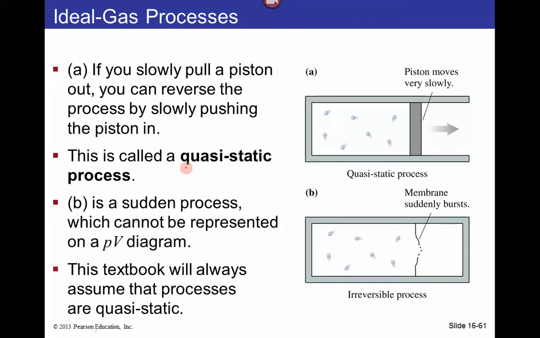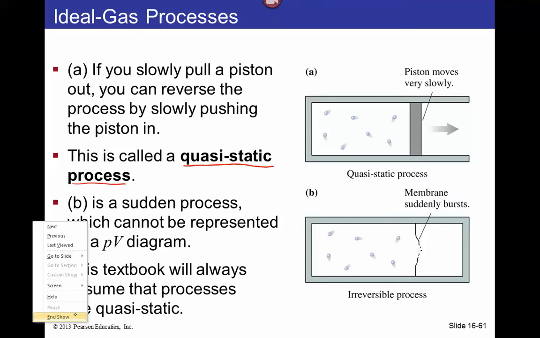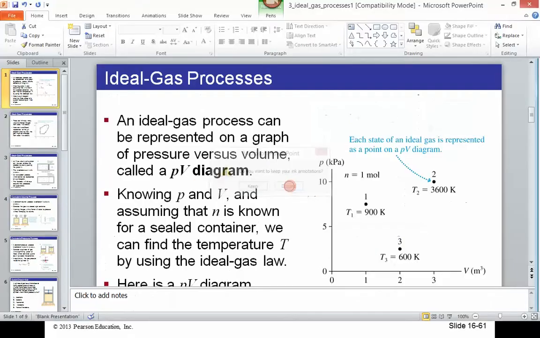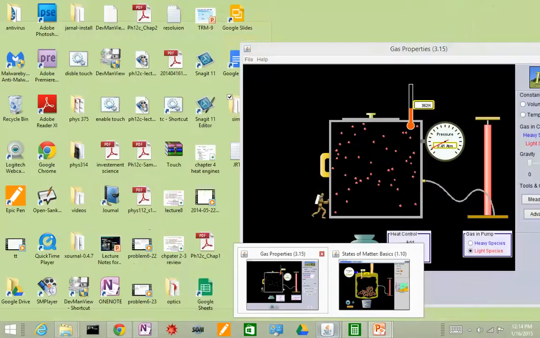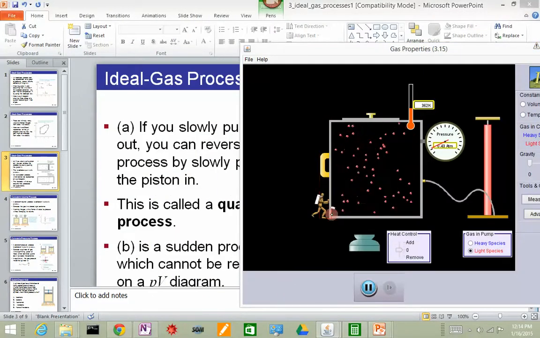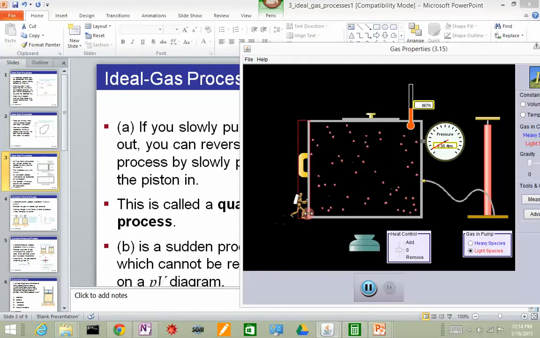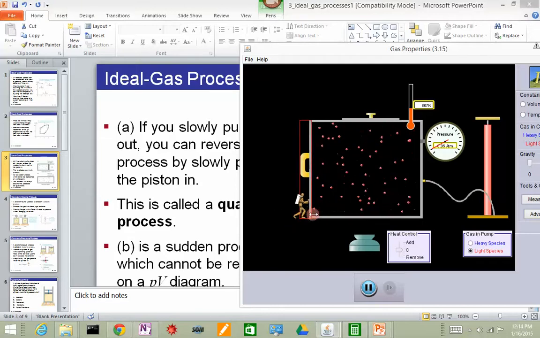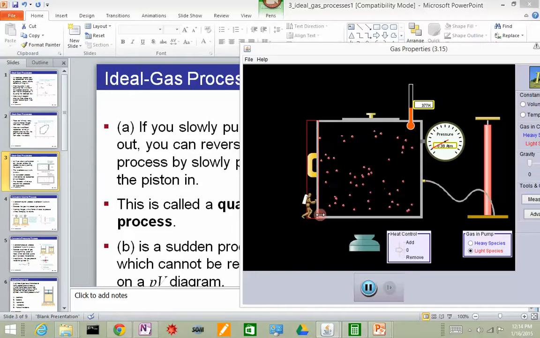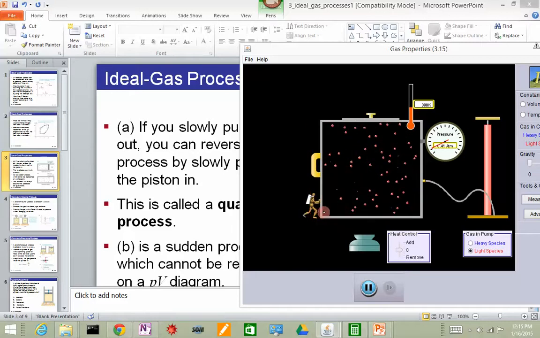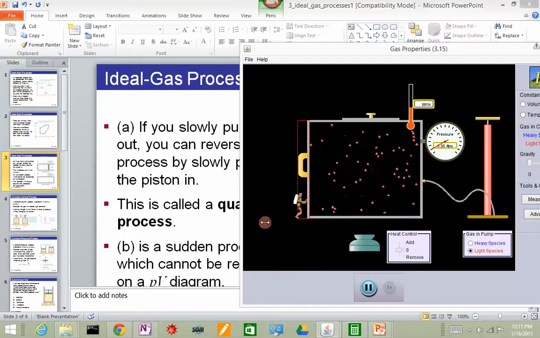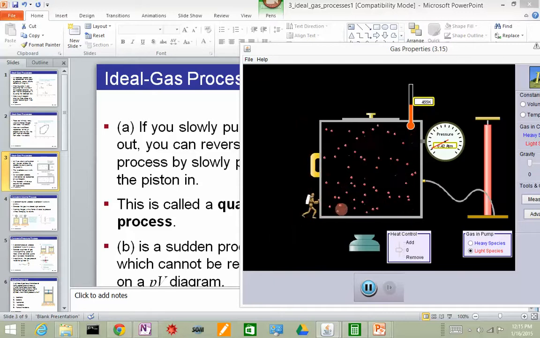So an important process that we are going to need is the quasi-static process. And this is a very slow process, and I'm going to show you what I mean by that. So here, if I want to change the volume, I can do it really fast, like that, or I can do it very slow. Just move a little bit, then a little bit, then a little bit, very slow. If I do it really slow, then that is a quasi-static process. If I do it really fast, then that is an irreversible process.